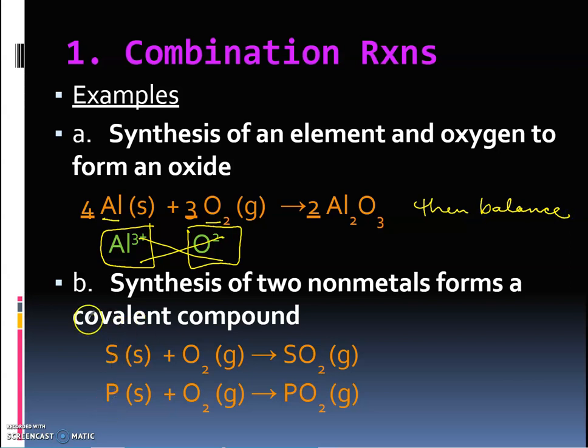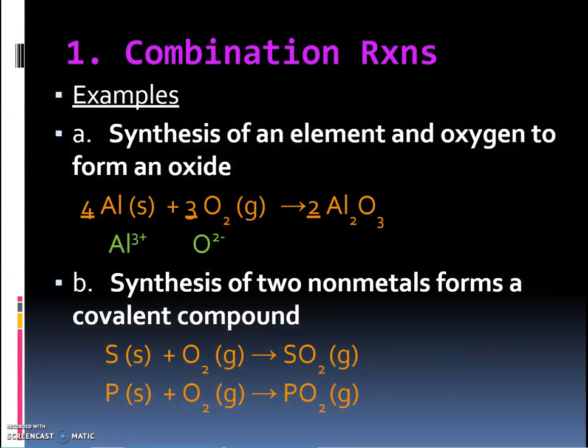Okay, if it's going to be a non-metal compound, you're just going to basically smush them together unless otherwise told. So S plus O2 makes SO2, P plus O2 makes PO2. If it said P was going to act like a 3 plus charge and you were going to put oxygen together, you would do P3 plus and O2 minus and crisscross to make P2O3 and then balance accordingly.